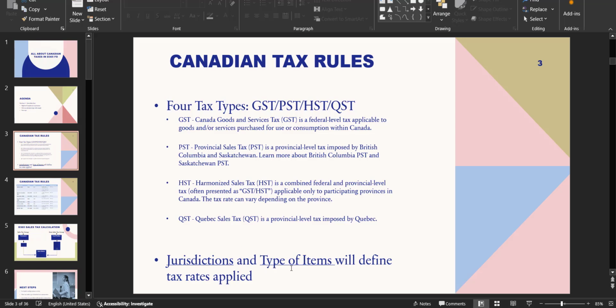And then the other element is called the type of items. So again, it's very straightforward. Depending on what type of items or services you're purchasing or selling, there might be different rates or tax exempt, right? So that's on the item side. Both concepts or elements will play together, and this will define how your tax rate is applied.